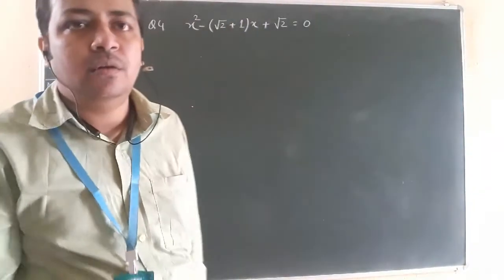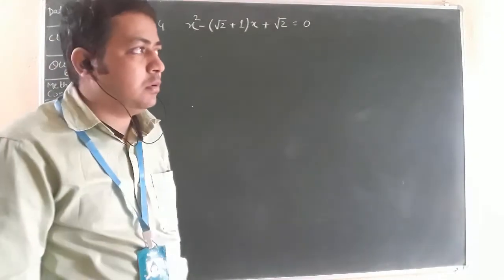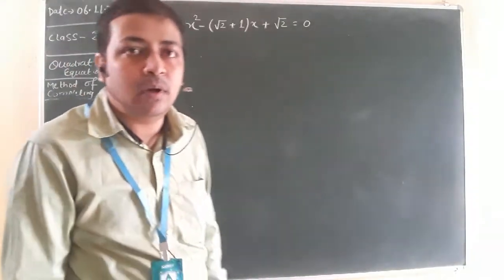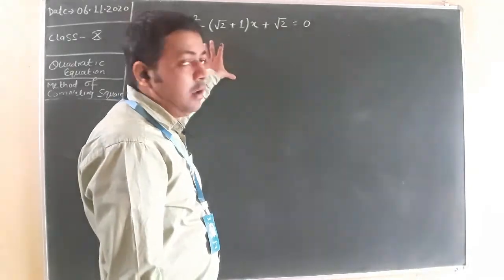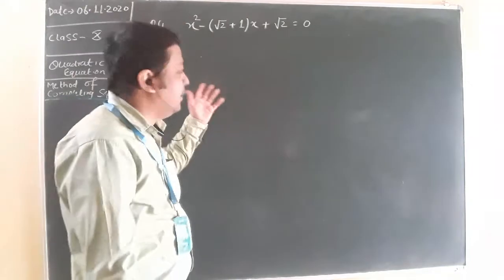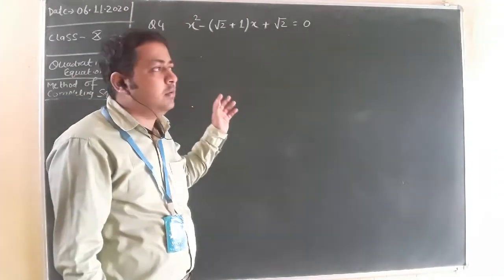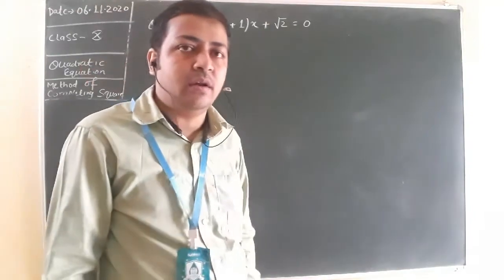See, this question is much easier. This question can be solved by the common method, the factorization method, much easier than the method of completing the square. But since I am using the method of completing the square, that's why today I will solve this question by the method of completing the square.